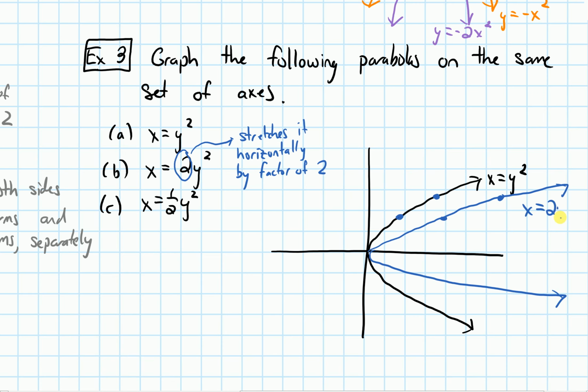2y squared. If we do the same thing for part C, putting this 1/2 in front means we're going to stretch it horizontally, because it's x equals this thing, by a factor of 1/2. And that's going to make our parabola wider. It's going to make it look something like that. Okay, so that one is x equals 1/2 y squared.